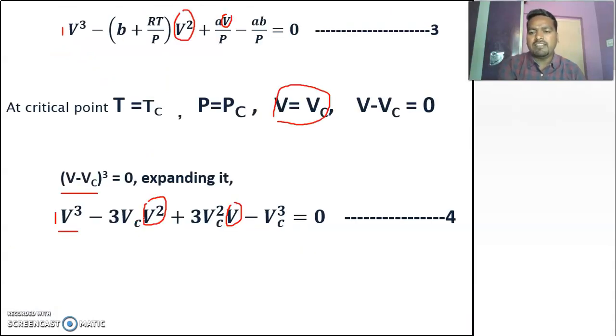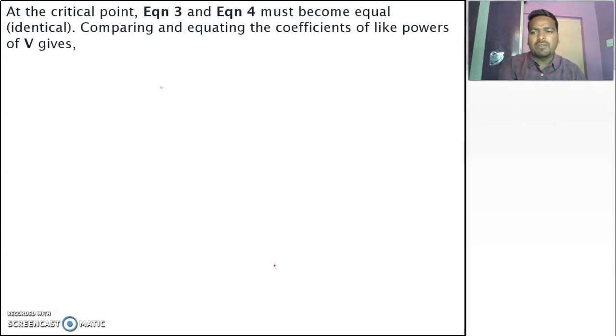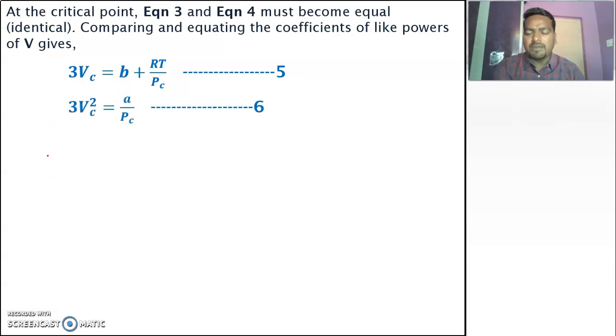So 3Vc, as I said, we are equating the coefficients of V cube, V square, V and the constant, and we have got 3Vc is equal to B plus RT by PC. This is equation number 5. Then if you equate the coefficients of volume, 3Vc square is equal to A by PC. So you keep those two equations, then only you can understand this.